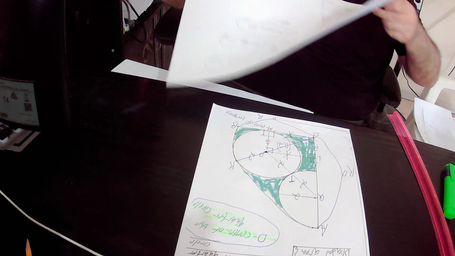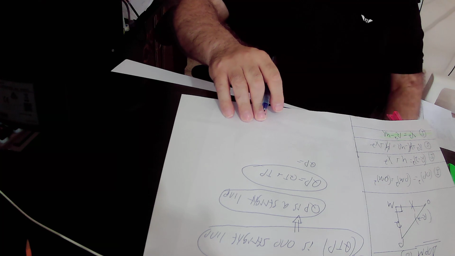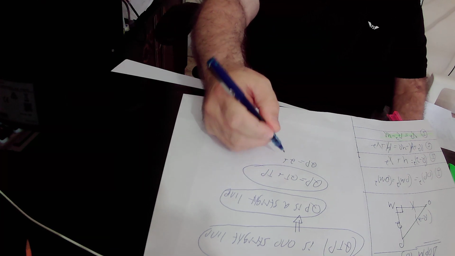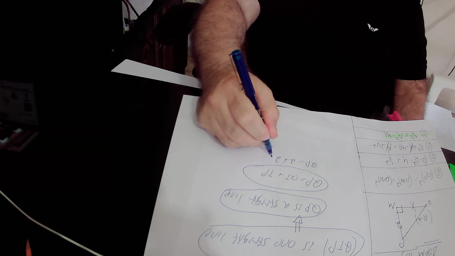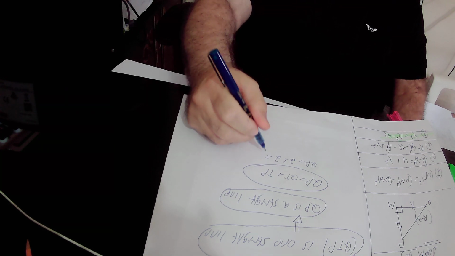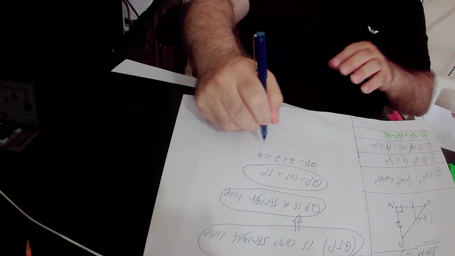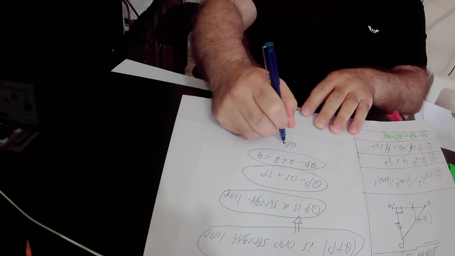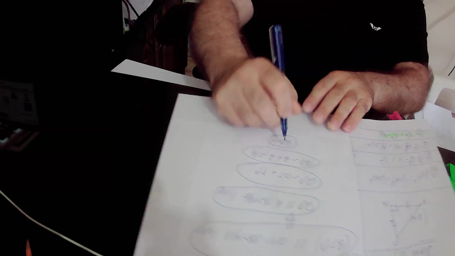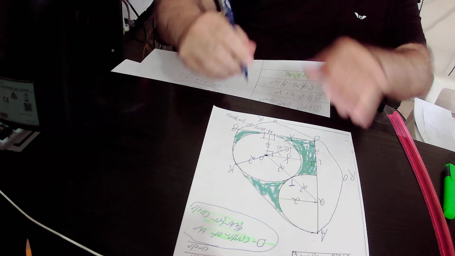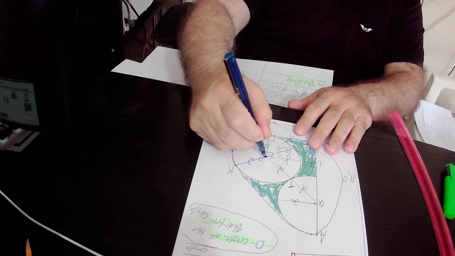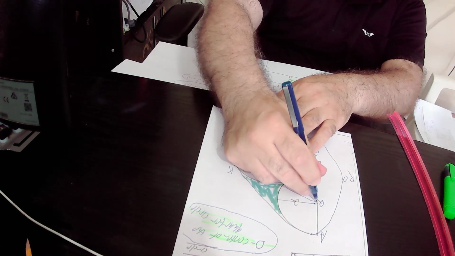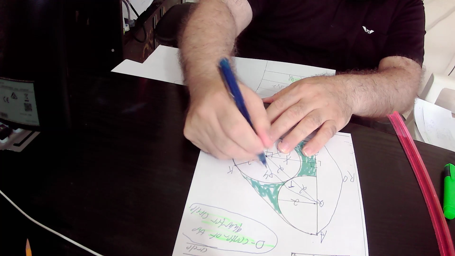So we can write down here that QP equals QT, that is 2 units, plus TP, that is also 2 units. So in conclusion, QP equals 2 plus 2, that is 4. So we can write here that the straight line QP equals 4 units.